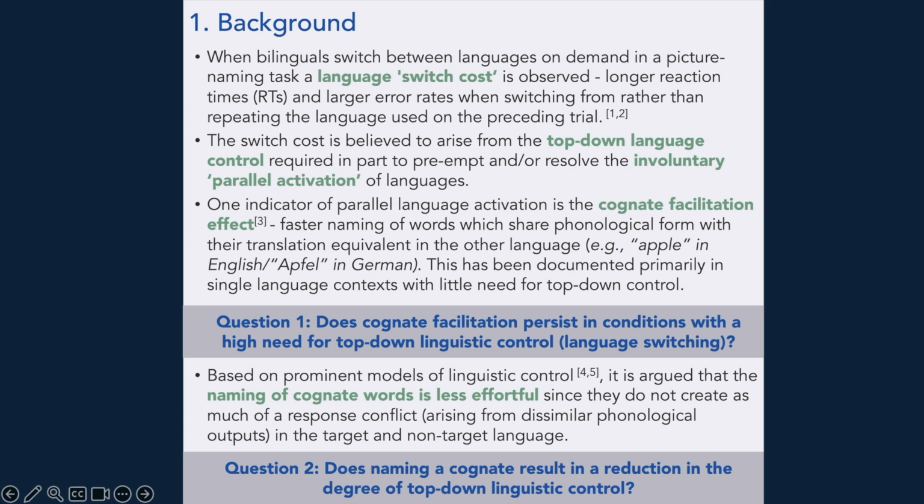Our first aim was to examine whether cognate facilitation persists in conditions with a high need for language control, such as when performing on-demand language switching. Additionally, if cognate facilitation does arise from a lower use of top-down control, we also aim to examine whether producing a cognate word results in a reduction in the degree of top-down linguistic control applied on that trial.